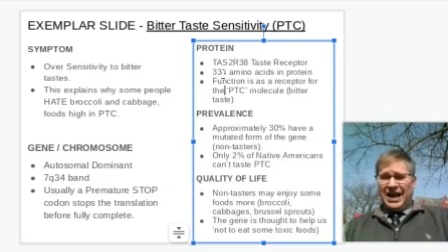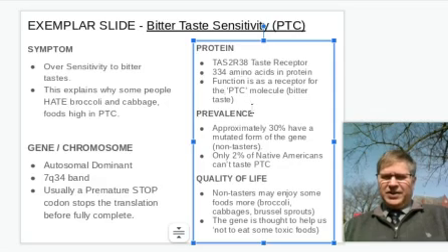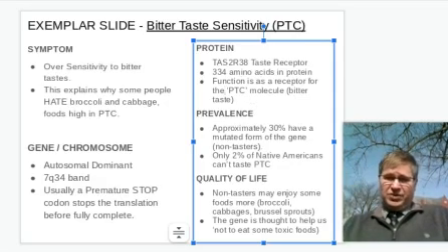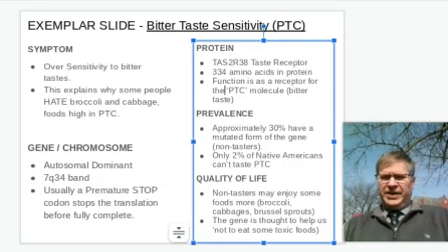I did find that it's 1,002 letters, so it's 334 amino acids long, from Met all the way to where it stops. And really the function is as a receptor to taste, to sense that PTC molecule, which is a very bitter taste.